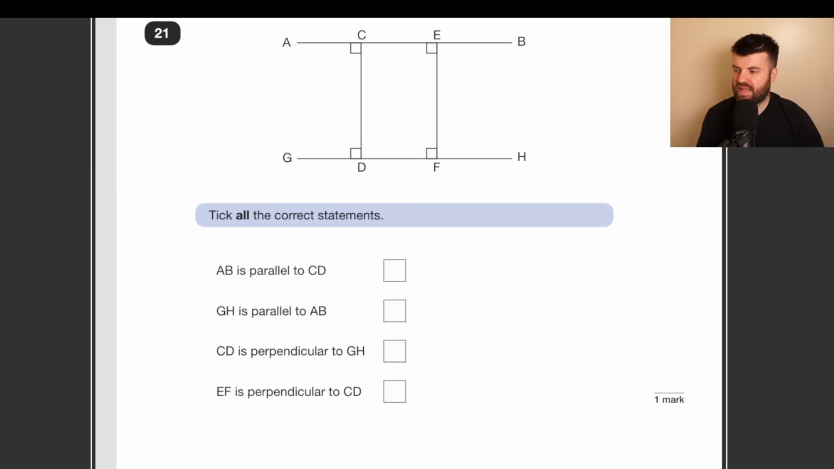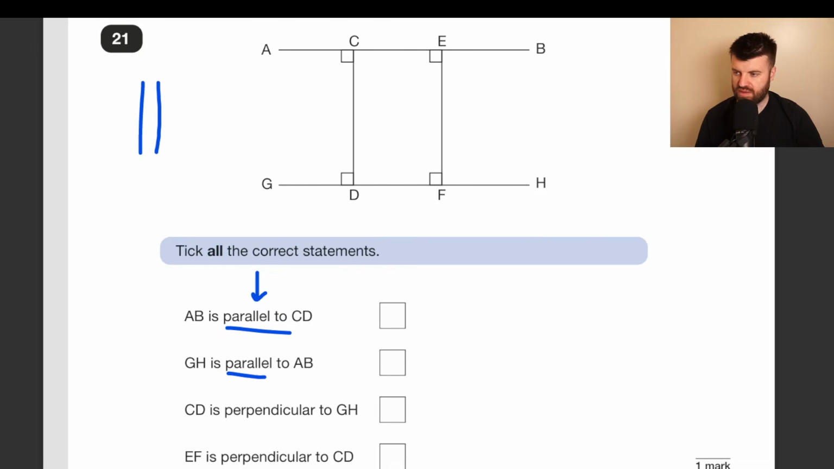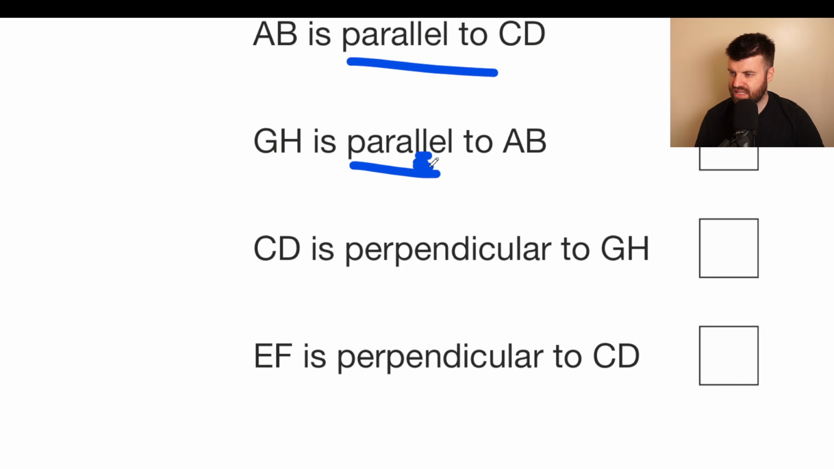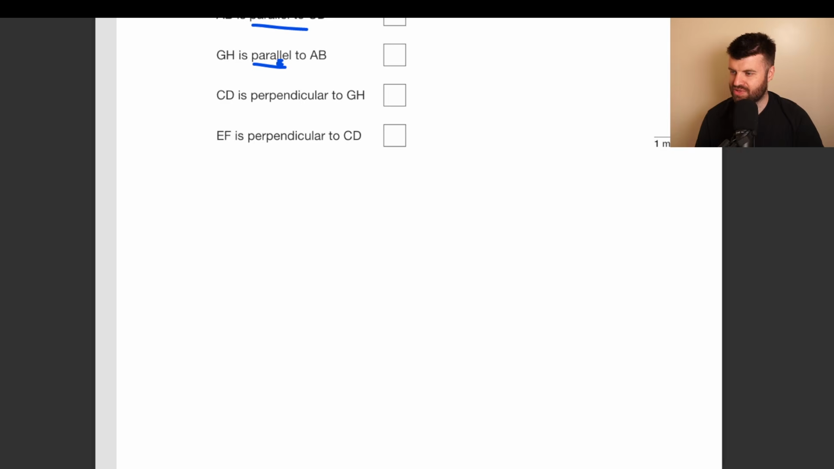Tick all the correct statements. This is all about knowing the difference between parallel and perpendicular. Parallel lines will never ever meet. And you know this because, look, it helps with the spelling. In the word parallel, there are parallel lines. I'm going to zoom in and show you. Let's see. Look, can you see here? These two lines are parallel, the two L's. Interesting, right? Let's go back to normal size.